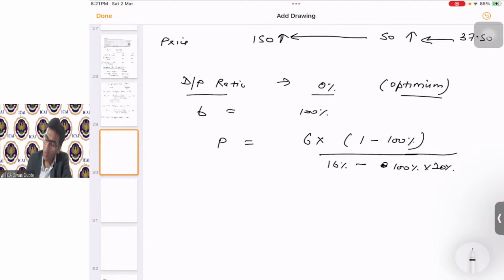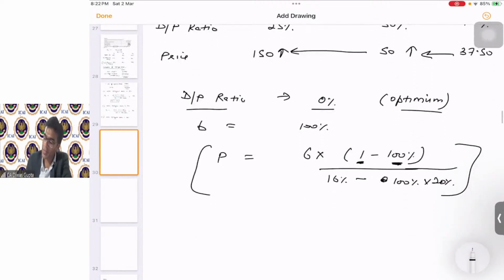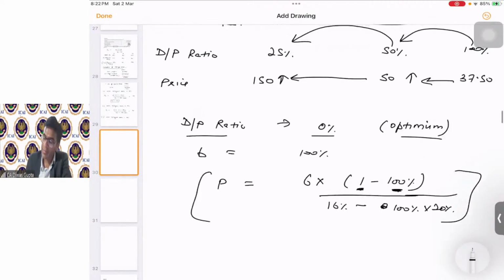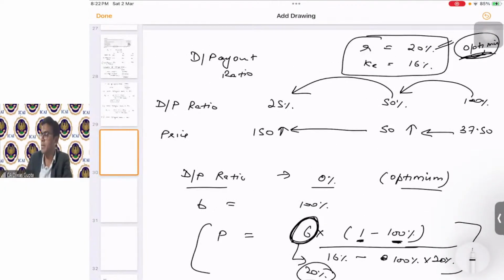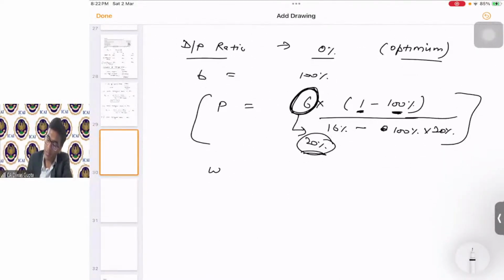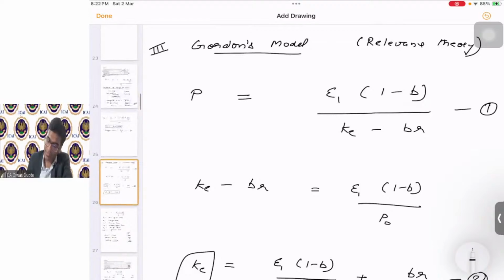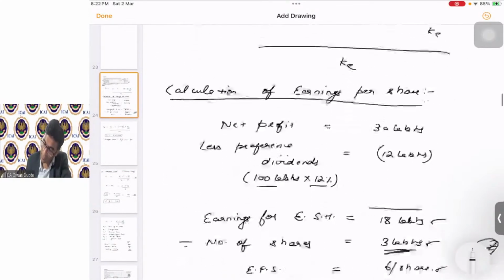Correct? However, we cannot solve this, because this will give us 0. But what I'm trying to say is that since your DP ratio becomes 0, effectively, whatever you are earning, you will keep on reinvesting at 20%. And hence, your price will be maximum in that particular case. Okay. So let's say this formula is not giving us anything, but using Walter's model in our previous question, we have calculated this, correct?